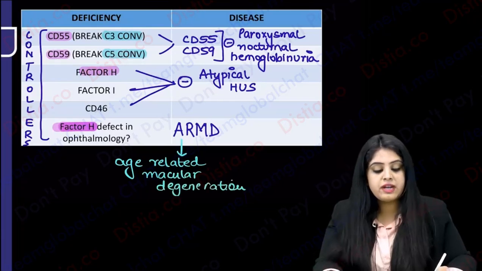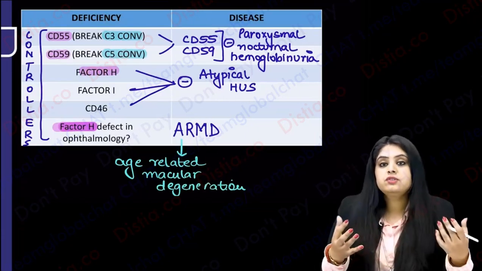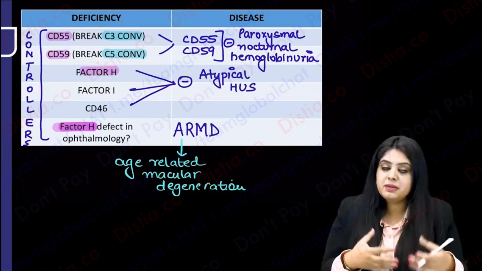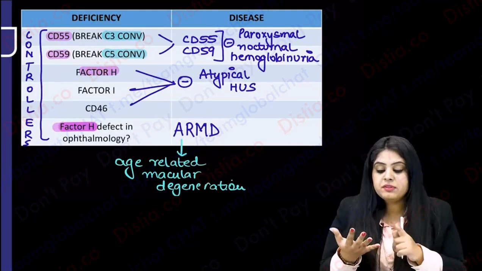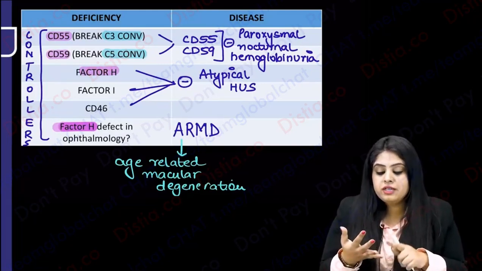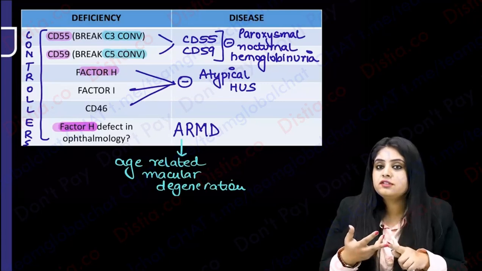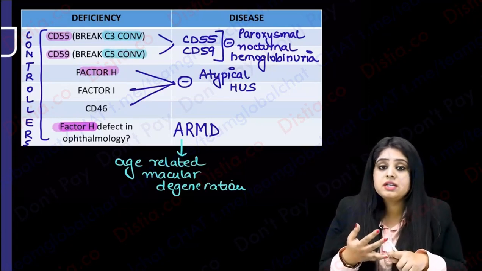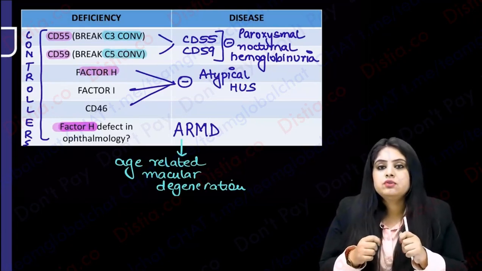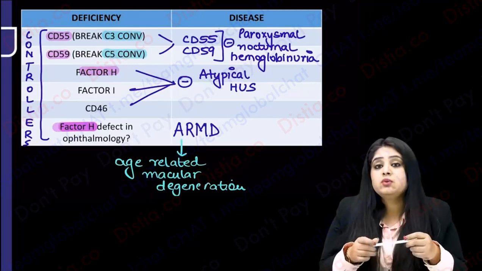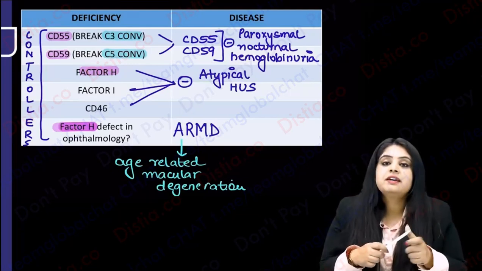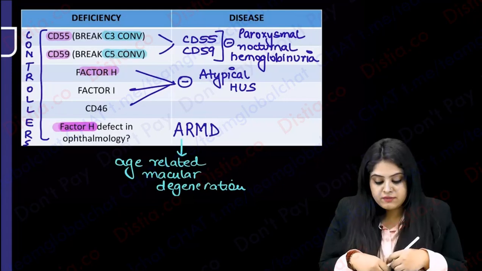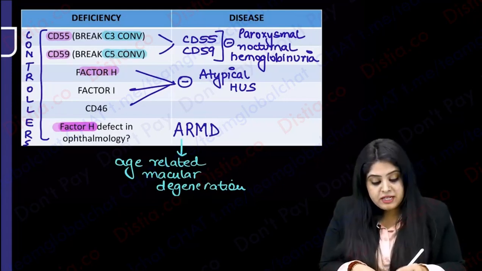So this is basically trying to tell you all the relations of the complement system that are going to come in the future in your life, be it in path or be it in other subjects. So remember, CD55 and 59 are PNH, factor H, factor I and CD46 are atypical HUS, and factor H in ophthal is age-related macular degeneration. For the time being, the same set of things I will be telling you under kidney, because there is a disease called MPGN, which is very, very important.